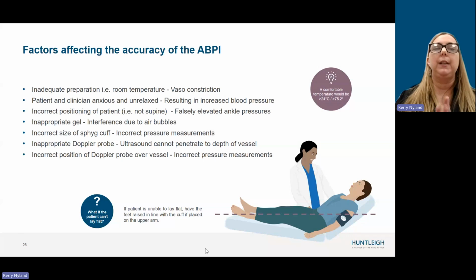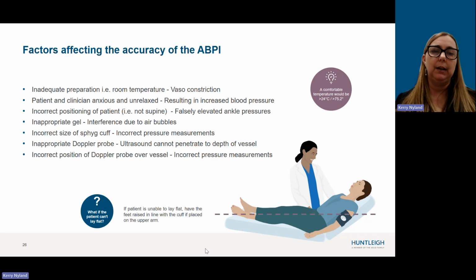So there's several factors that can affect the accuracy of the ABPI. As we mentioned, the room temperature. If the room's too cold, it can cause vasoconstriction. Goes without saying, if the patient and clinician are anxious and unrelaxed, then it can raise your BP. So make sure the patient's got information in advance about what's going to happen. And obviously, as I said, if they've got a leg ulcer, just reassure them that they can stop the test at any time.